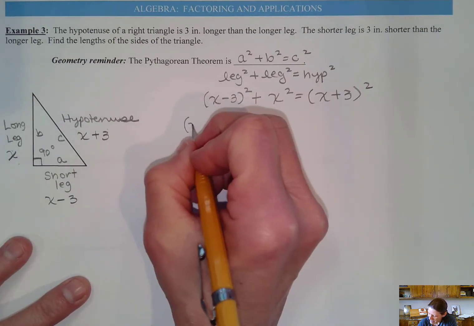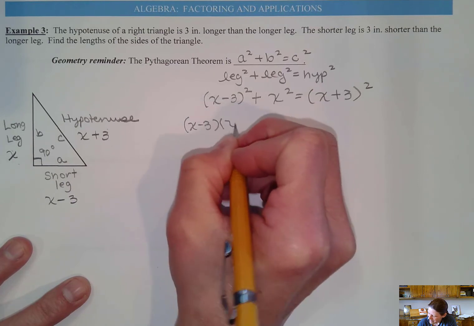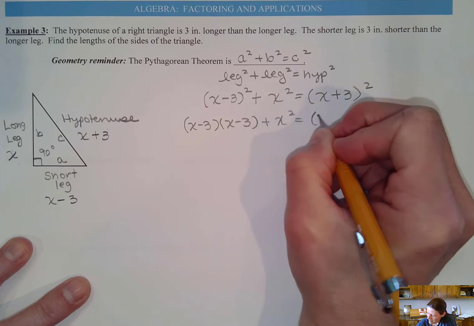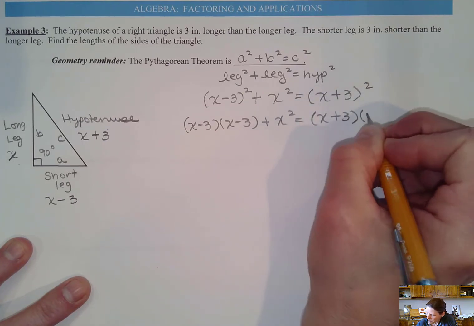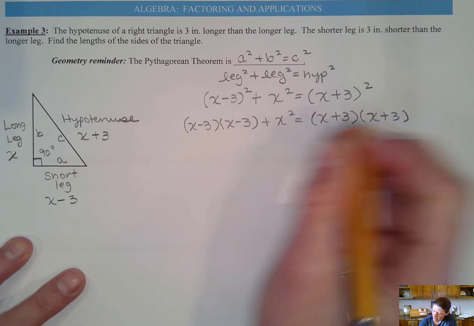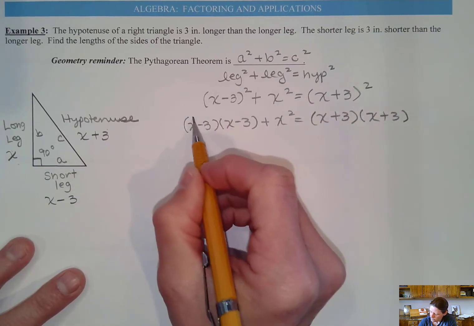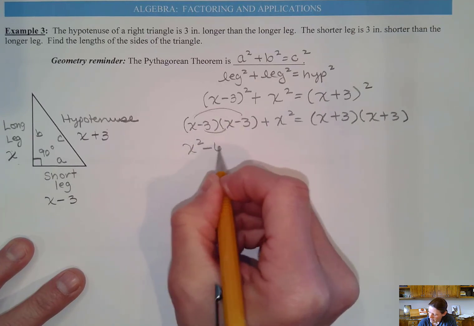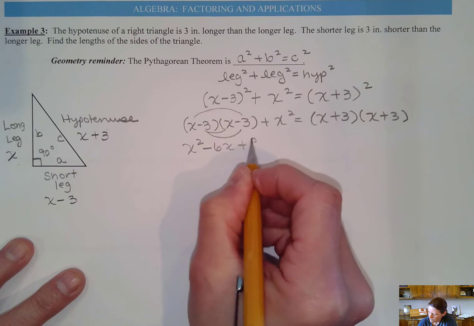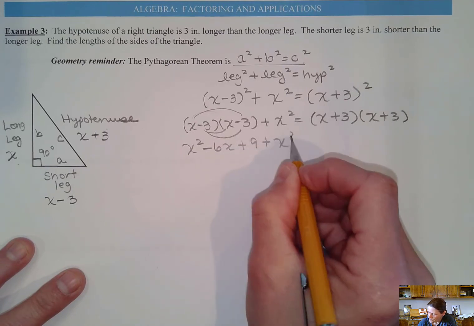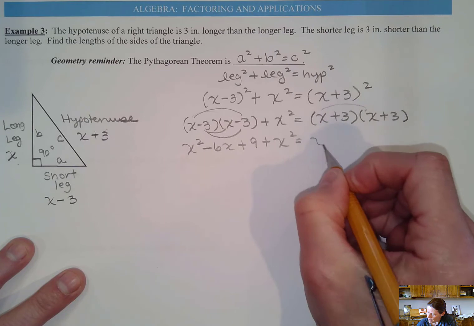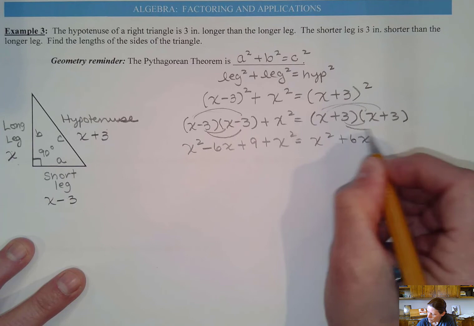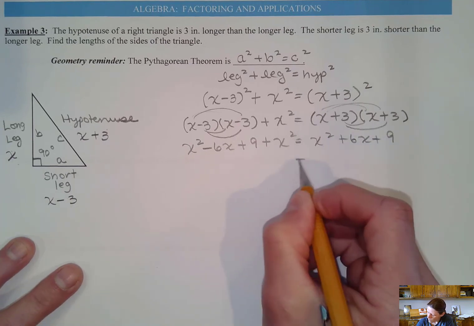X minus 3 times x minus 3, plus x squared, equals x plus 3 times x plus 3, and let's use our FOIL method. On the left we've got x squared minus 6x plus 9 plus x squared. That's equal to x squared plus 6x plus 9. So we've got a quadratic equation.